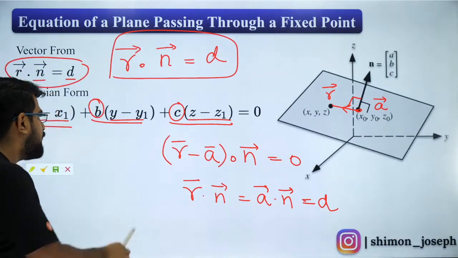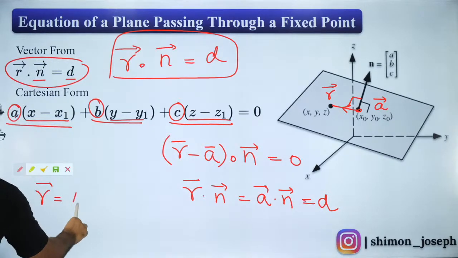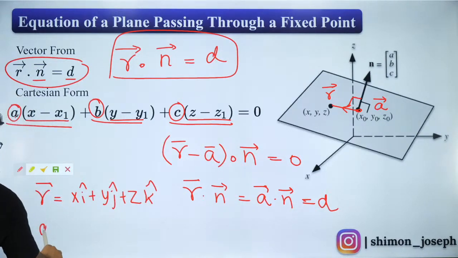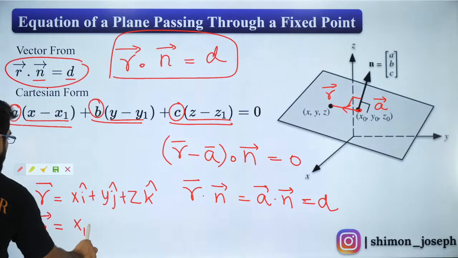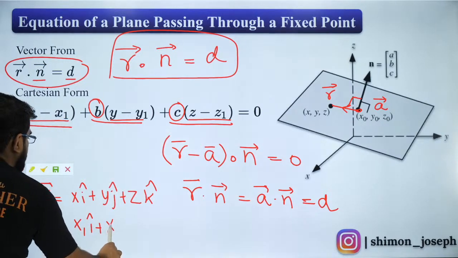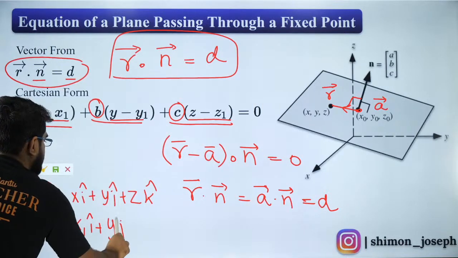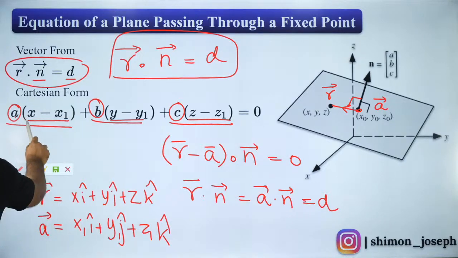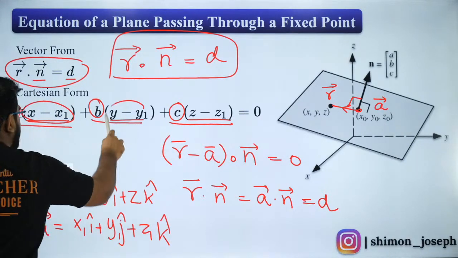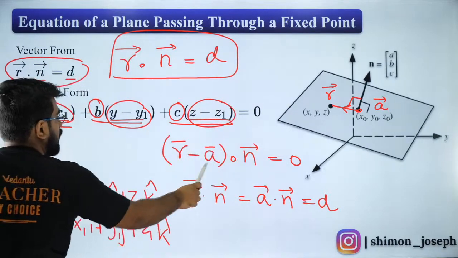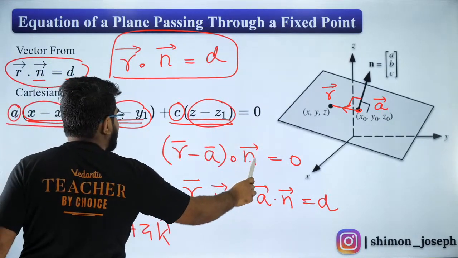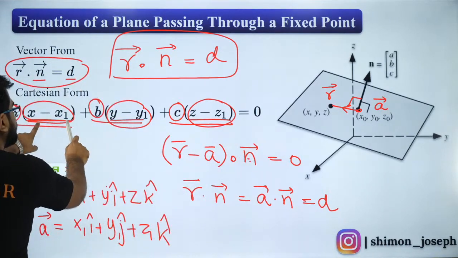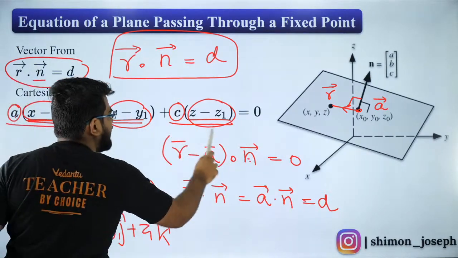Okay? Everybody clear? Because what is R vector? R vector is any random point on the plane. And what is your A vector? Your A vector is a fixed point on the plane, which is x1 i cap plus y1 j cap plus z1 k cap. So that is a fixed point. So R minus A is x minus x1, y minus y1, z minus z1. That is R minus A, dot n. So dot A i cap plus B j cap plus C k cap. So that is why A into x minus x1, B into y minus y1, C into z minus z1.